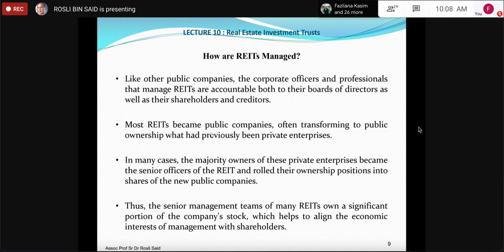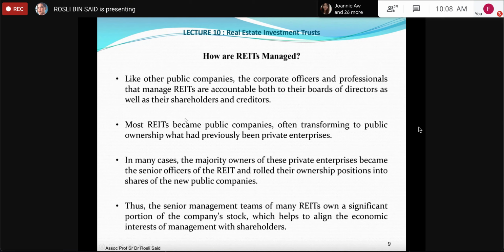Syarikat berhad. The same thing applies for real estate investment trusts. Once they issue a real estate investment trust, people can actually purchase it, so it will become a public company.